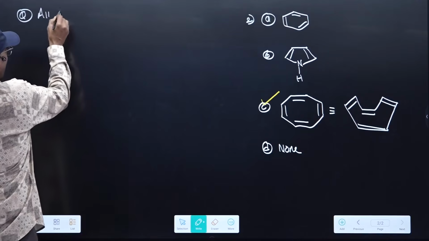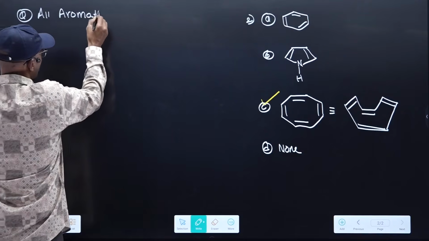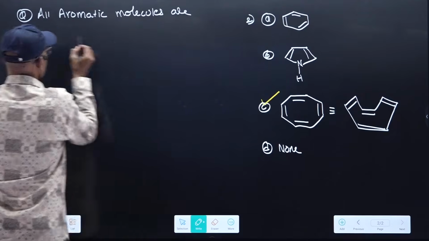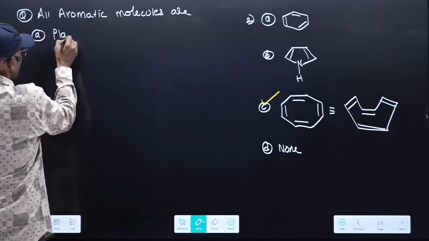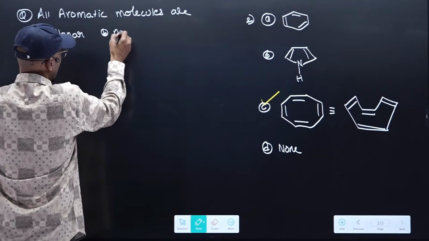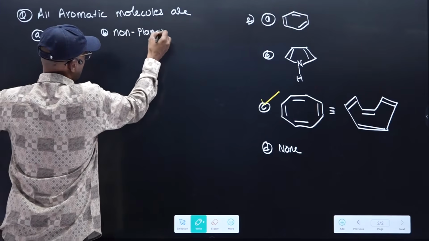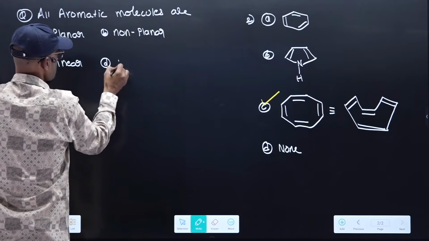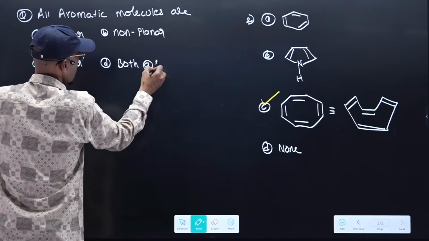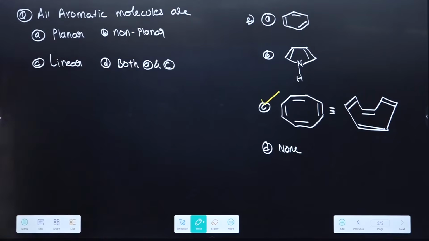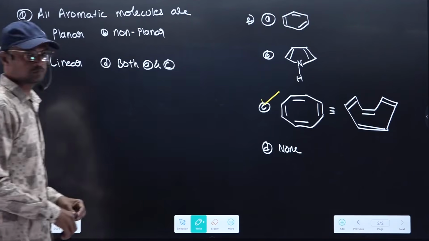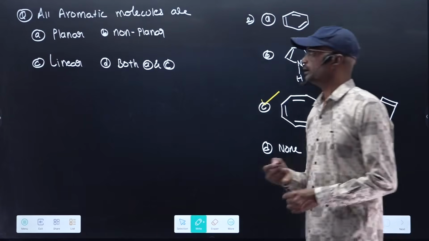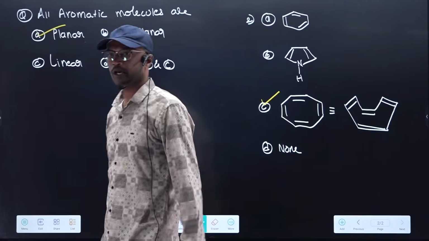All aromatic molecules are planar, non-planar, option C linear, option D both A and C. All aromatic molecules are planar, they are not linear. Every aromatic molecule is planar.